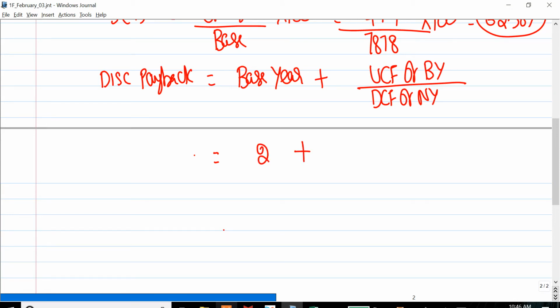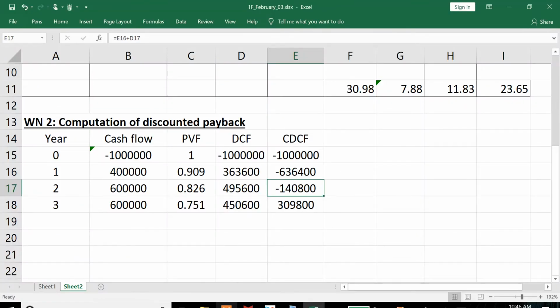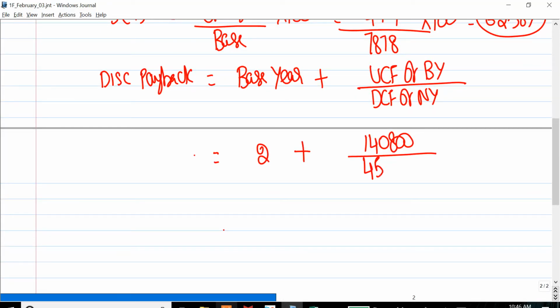2 plus unrecovered cash flow is 140,800 and cash flow of next year is discounted cash flow, 450,600. How much? We normally convert the second part into months. It's not needed here. Here it will just end with 2.31 years. 2 plus 140,800, which is the unrecovered cash flow, how much negative it is in that year, divided by the discounted cash flow of next year. 2.31 years.